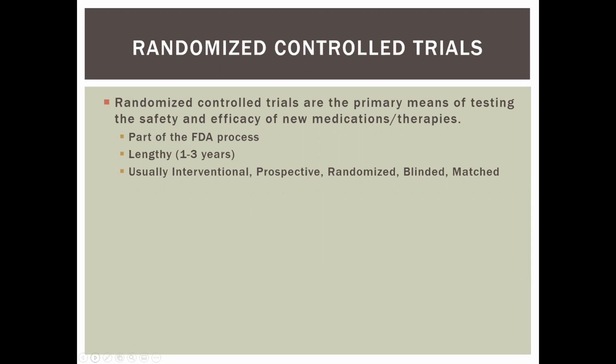So randomized controlled trials are the primary means of testing the safety and efficacy of meds and therapies. It's usually interventional. So we're going to plan this study prospectively, which means what? It hasn't happened yet. We're planning it for a future study. We're going to randomize everybody. We're not going to know who gets what, blinded. And we're matched to a control or experimental group.